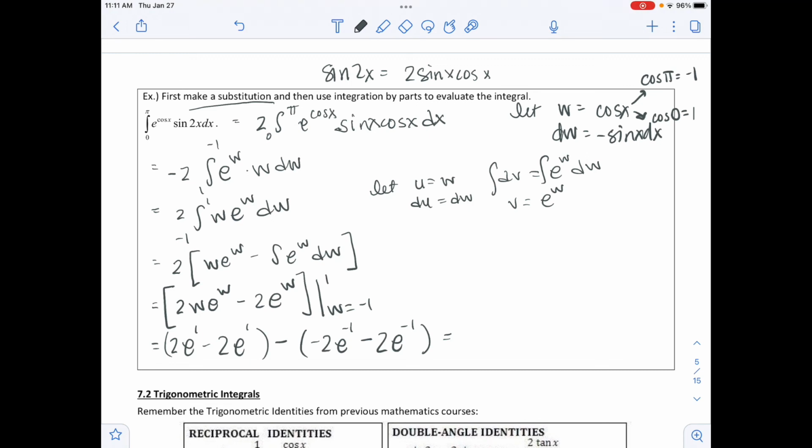And then evaluating this first part, we have 2e to the first minus 2e to the first. Those are just 0. And then we have -4e to the -1, or just 4e to the -1, or you can write this as 4 over e.